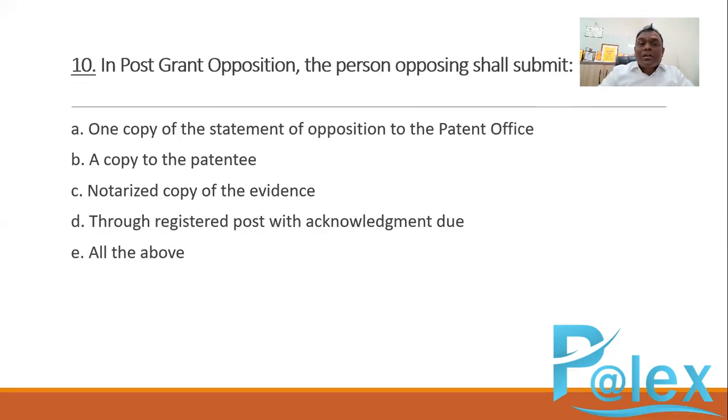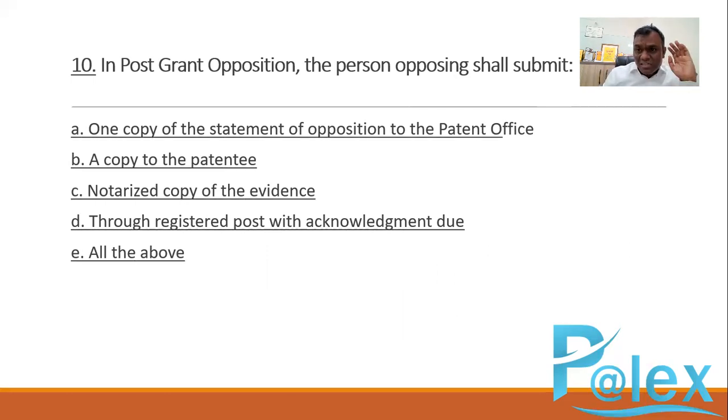Question number 10, in post-grant opposition, the person opposing shall submit a copy of the statement of opposition to the patent office, a copy to the patentee, a notarized copy of the evidence through registered post with acknowledgement due, and all of the above.